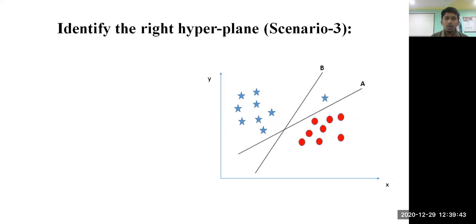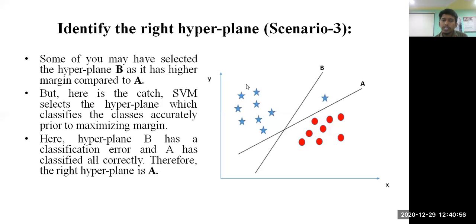Now we are having one more scenario here. The next scenario: you need to identify the better hyperplane among A and B. So give your answers, guys. The solution for this one is A. Let's know the reason why A is selected as the better hyperplane among these two.